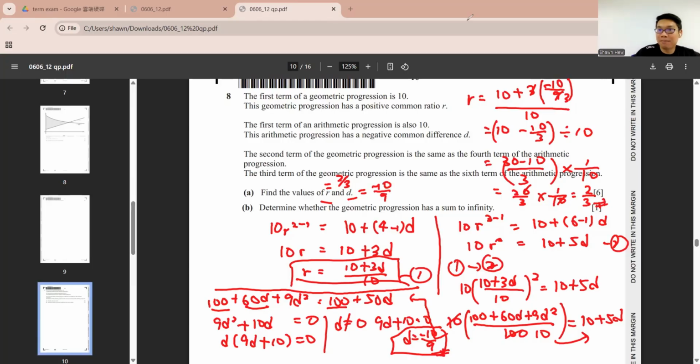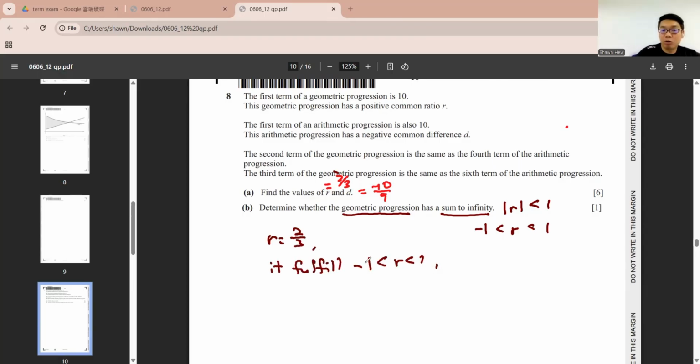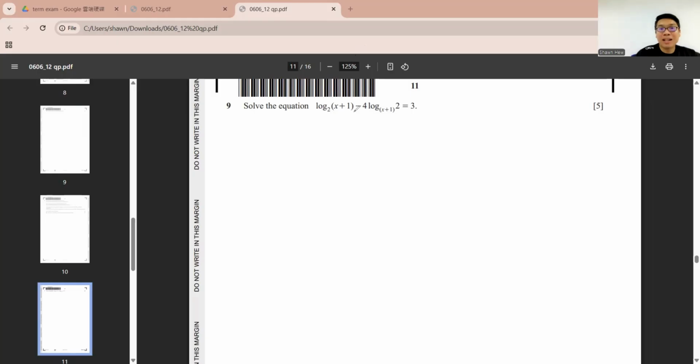Done for first part. Part 2, they ask you to determine whether the geometric progression has a sum to infinity. According to the formula sheet, this thing must be less than 1. As long as my r is in between -1 to 1, then it is fulfilled. So since my r is 2 over 3, it is fulfilled. r is in between -1 to 1, so it has a sum to infinity. Done.